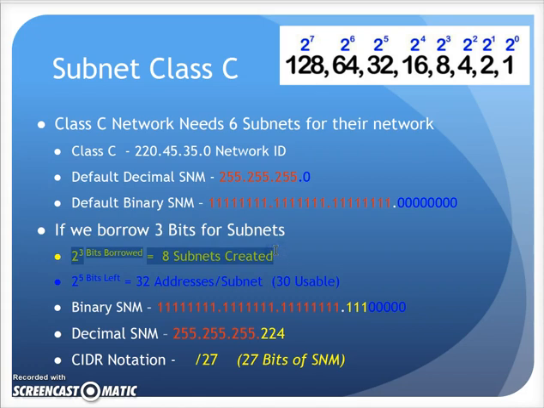And how many bits am I going to have left? If I take a look down here, here's my 3 bits borrowed. I'm going to be left with 5 bits in the host portion. So 2 to the 5 is going to give me 32 addresses per subnet, of which 30 are usable. That's another piece I double check. Is that enough addresses for the IP phones? Is that enough addresses for the wireless? Is that enough addresses for the desktops? That's a double check I do.